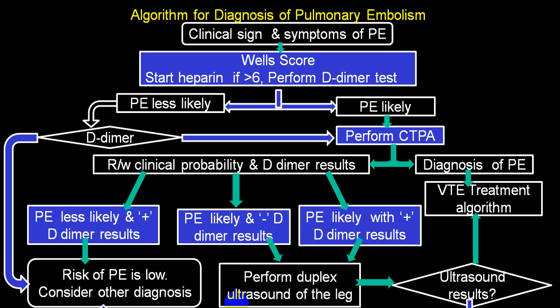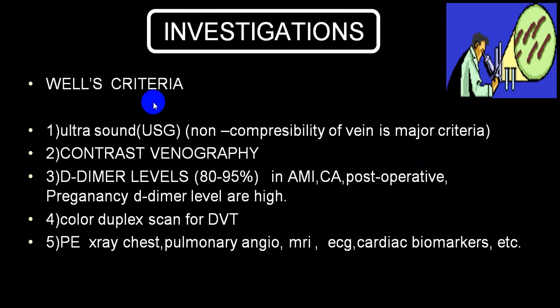And in a person where you are suspecting pulmonary embolism, go for a Wells score. Wells score is very, very important, and if the Wells score is positive, then you can go for a D-dimer, and then you can go for a pulmonary angiography, CT pulmonary angiography, or you can go for a VQ scan, etc. So Wells score is very important.